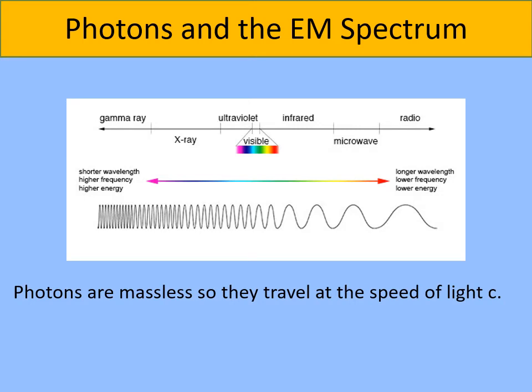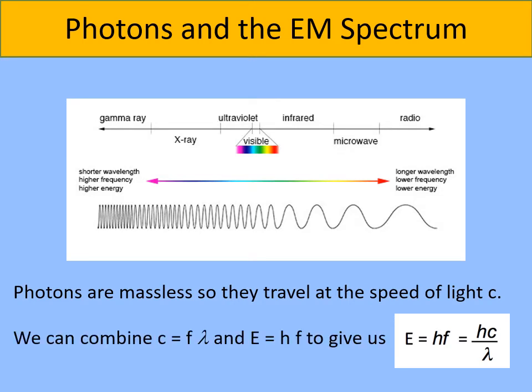Okay. So the important equation that we need to remember is that E is equal to hf, which is also, because we can combine the wave equation with the energy of a photon equation, the energy of a photon is also equal to hc over lambda, h being Planck's constant, c being the speed of light in a vacuum, and we divide it by the wavelength.